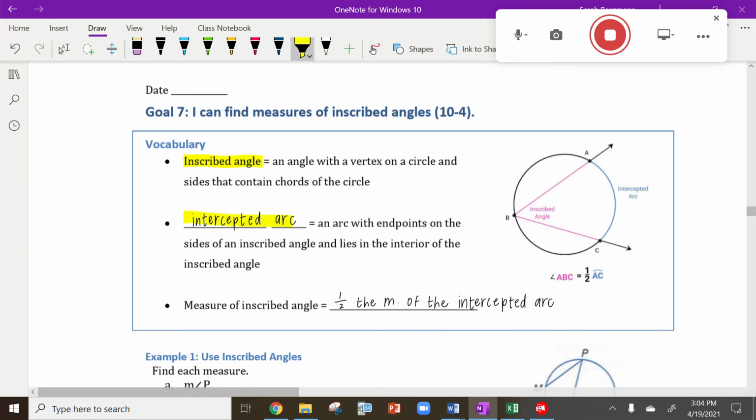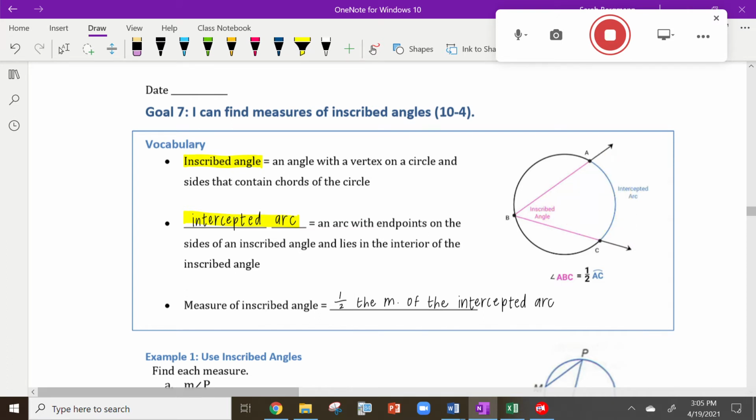Next, you have an intercepted arc. This is an arc with endpoints on the sides of an inscribed angle, and it lies in the interior of the inscribed angle. So in this case, the ends of this arc AC are on the inscribed angle, and the arc is in the interior of the inscribed angle. So it means it has to be between the two sides of the angle.